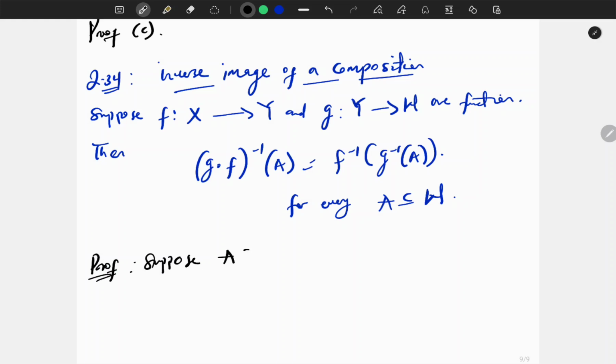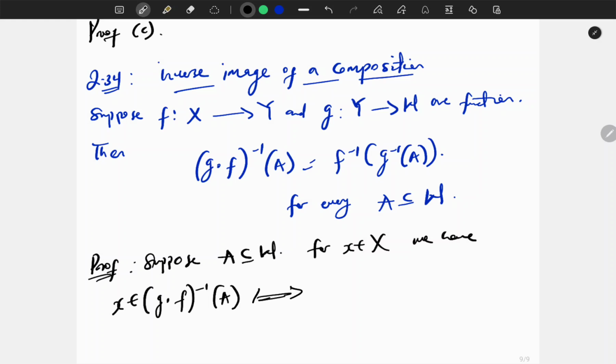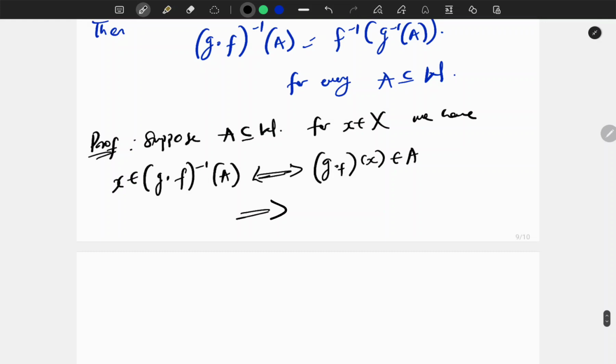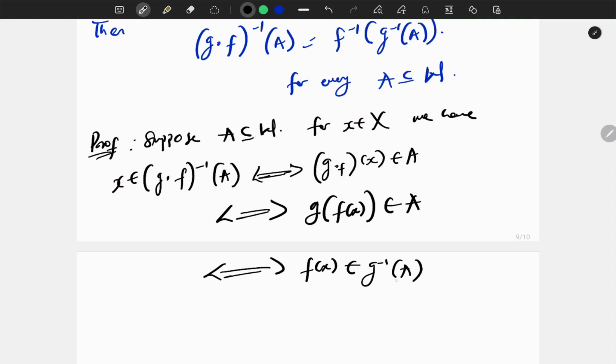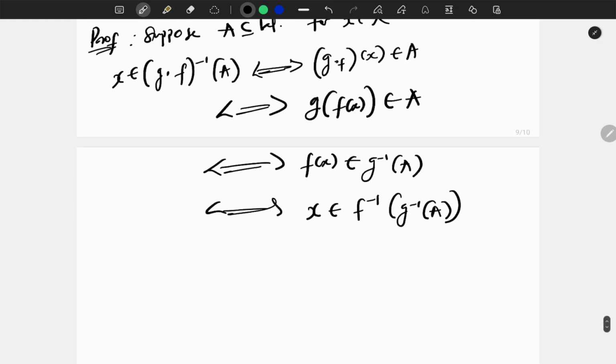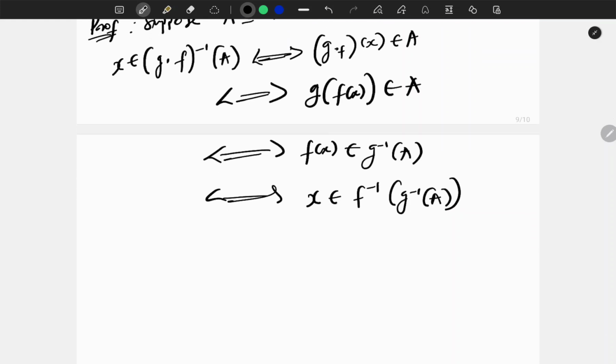Suppose A is a subset of W. So for x that belongs to X, we have x belongs to (g composite f) inverse of A is equivalent to (g composite f)(x) belongs to A, and this is equivalent to g(f(x)) belongs to A, which is equivalent to f(x) belongs to g inverse of A, and this is equivalent to x belongs to f inverse of g inverse of A. Okay, so now we can define what a measurable function is.